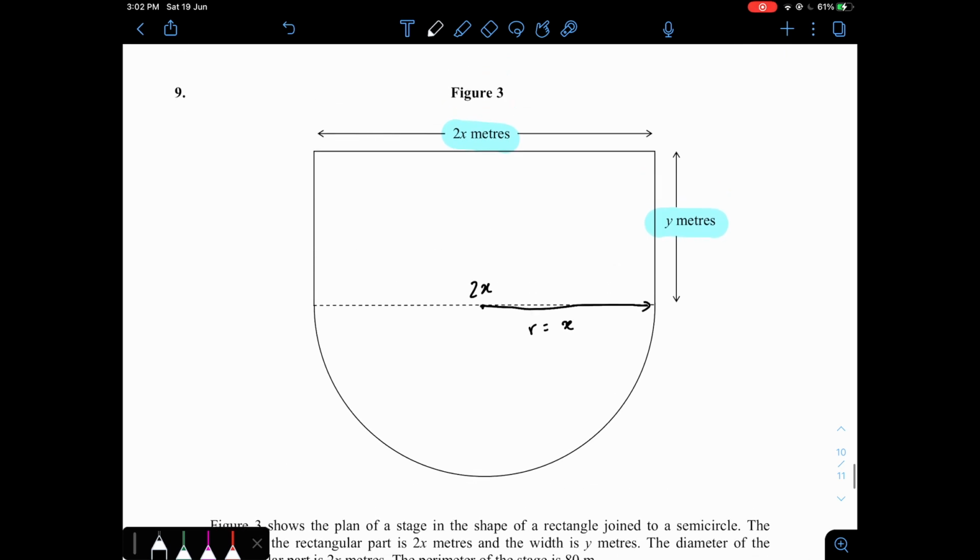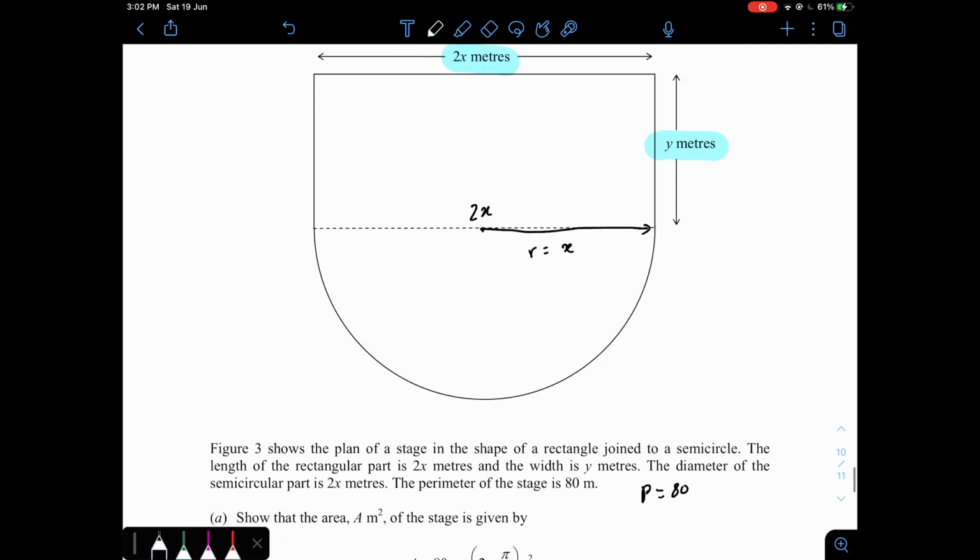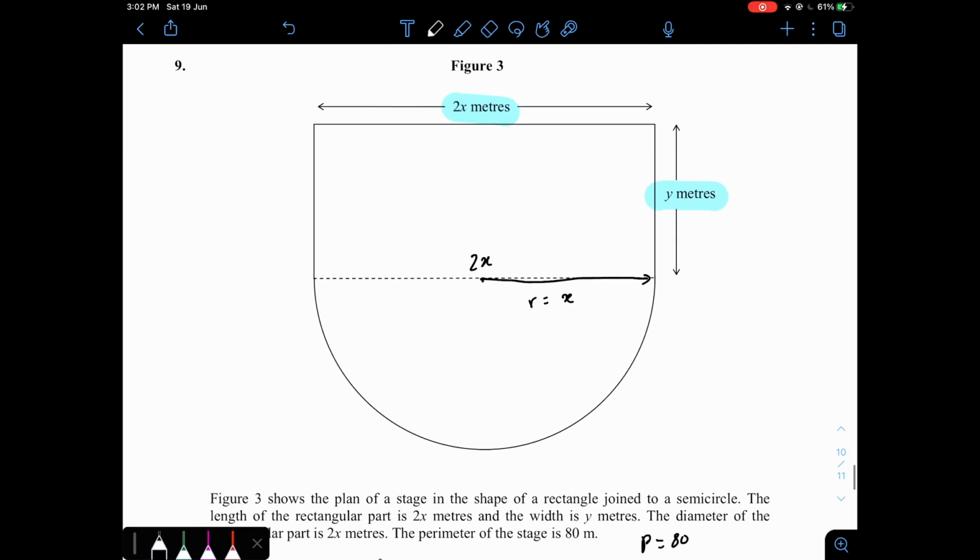So how do we do that? What is the area? The area will be the area of the semicircle over here, area A1, and the area of this rectangle, A2. A2 will be just 2x times y, so 2xy, and A1 will be half times the area of a circle, which is pi r squared, in this case pi x squared.